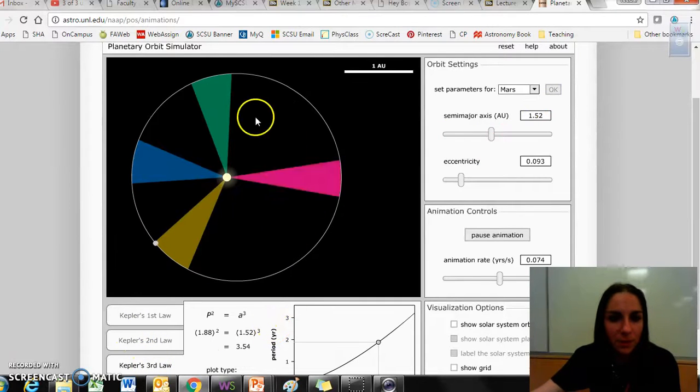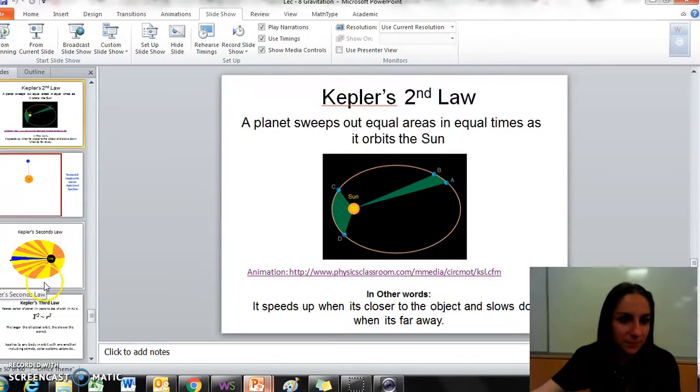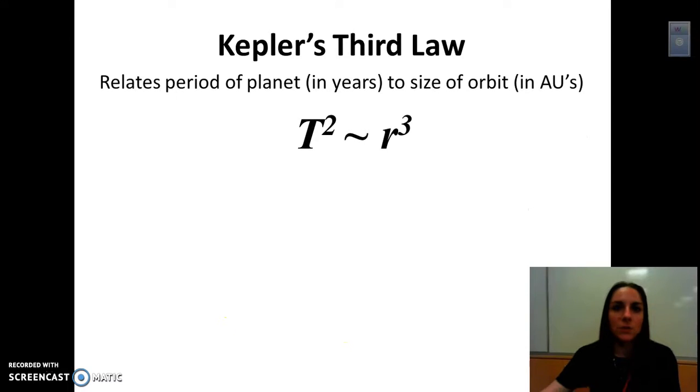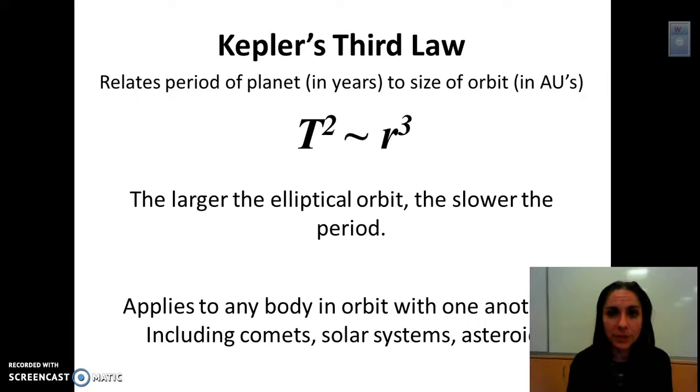So now we're going to talk about Kepler's third law. Here it is again. I'm going to derive this out, but Kepler showed this through data collection. What he did was he collected data on orbital period and orbital radius.